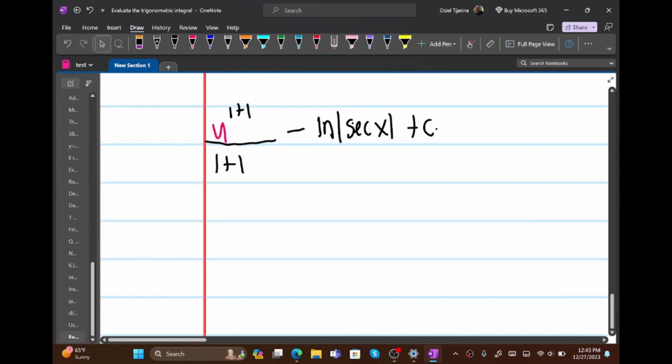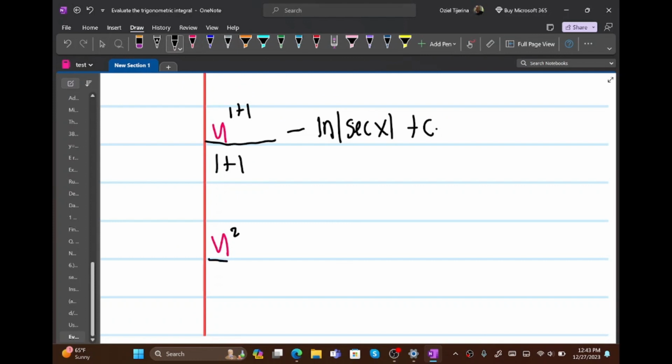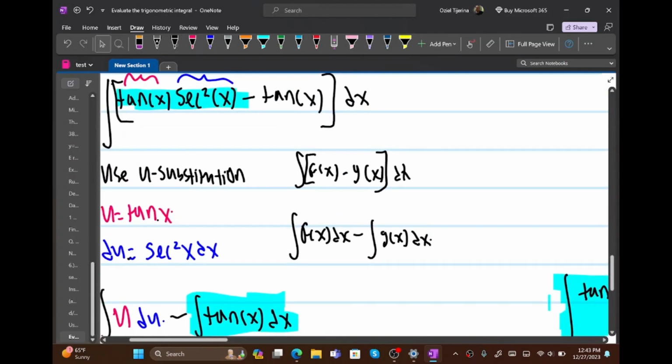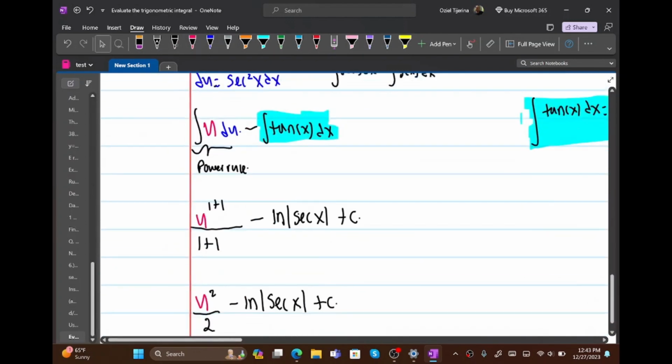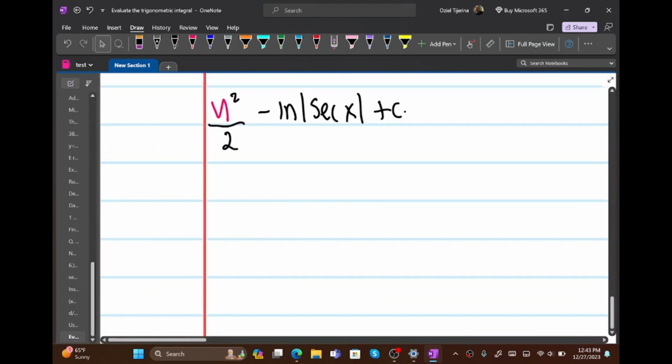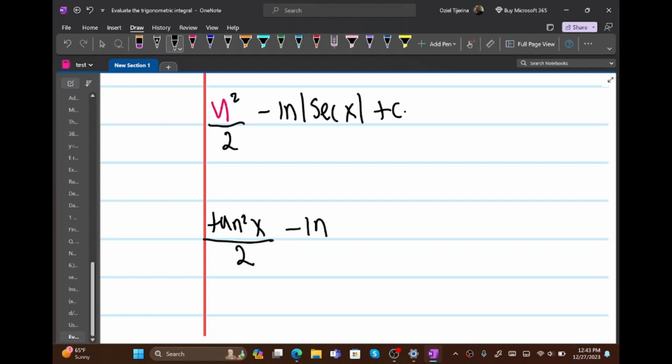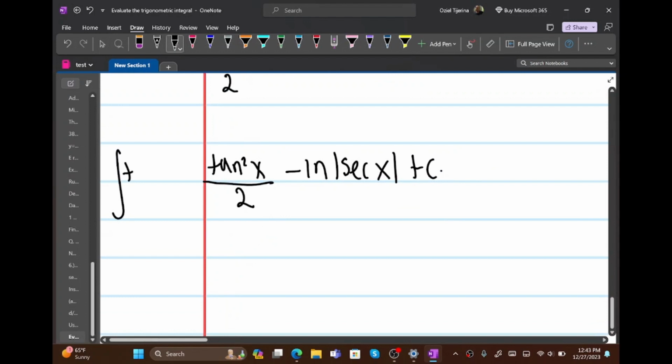But remember that we're still going to finish this off here. It's u squared over 2 minus natural log of absolute value of secant x plus constant of integration c. And then the last thing we're going to do is substitute tan x back in for u. So it's going to be tan squared x over 2 minus the natural log of the absolute value of secant x plus the constant of integration c. And that is what the integral of tan cubed x dx will end up being.